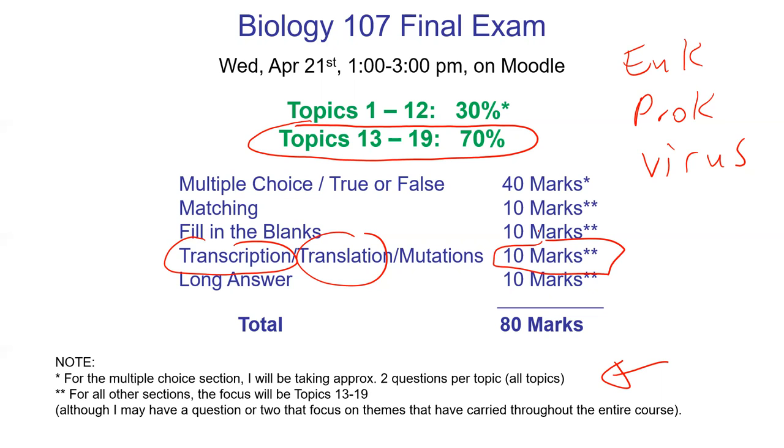And then there's other questions around mutations. So what would happen if we change this G into a T? What kind of mutation would that be? Would it be a silent mutation? Would it be a missense mutation and so on? So I'll show you a sample question on Wednesday regarding that. And there is a sample question or two in the study package that I put on Moodle. So that's all I'm gonna say about the final exam for now.